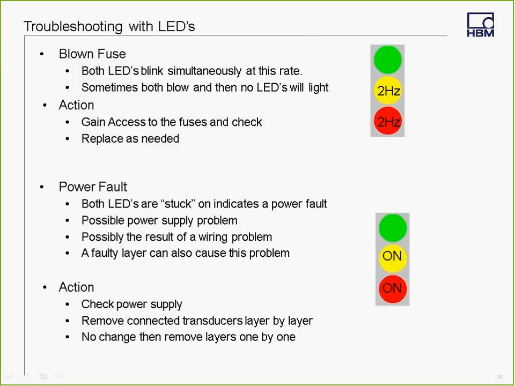A blown fuse: both LEDs blink simultaneously at the rate shown here. Sometimes both blow and then no LEDs will light, but oftentimes it's just one. Action here would be to gain access to the fuses and check. We saw we had to take the bottom plate off of the eDAQ Lite to get at the fuses. However, you that own eDAQ Pluses know there is a fuse access door on the bottom that has 2 Phillips screws in it. You can easily gain access to your fuses that way.